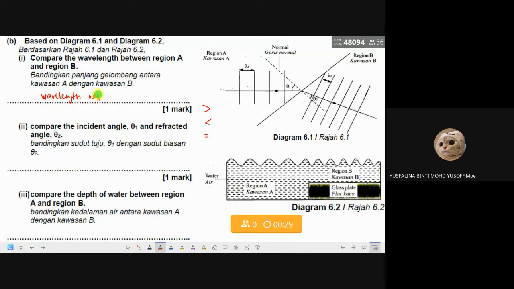okay, region A is higher than B. Okay, you must put what is the physical quantity here. What did you compare? So you compare the wavelength, you have to put the wavelength in front of it before you use the symbol.